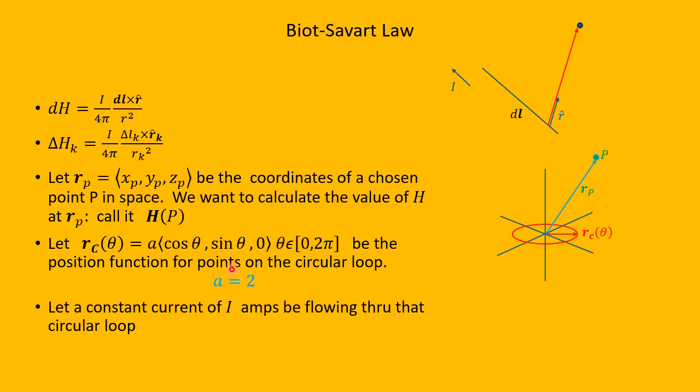Here I'm going to let A equal 2 in this formula, A times this vector, so that this circular loop is going to be centered at the origin, it's going to be embedded in the XY plane, and it has radius A.